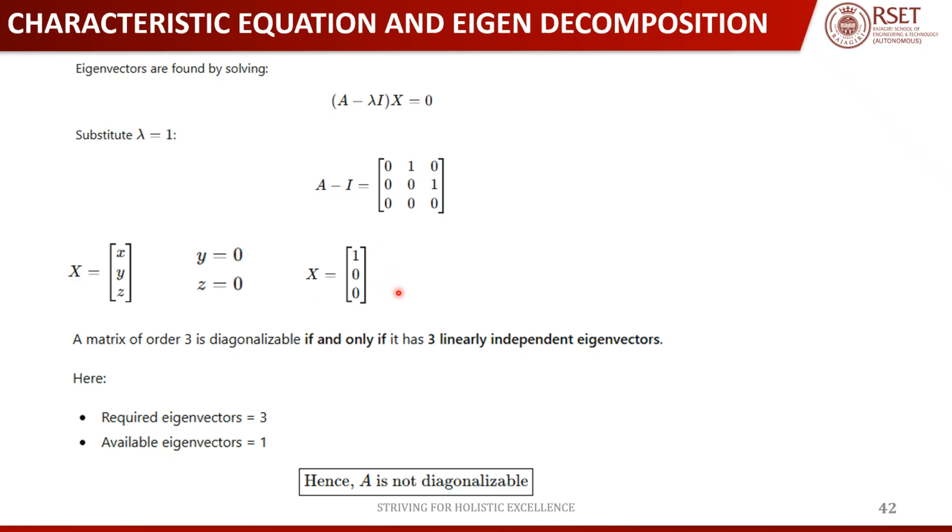What happens here is you are able to find only one linearly independent eigenvector, but the order of this matrix was 3 by 3. So the required number of eigenvectors was 3, but the only available eigenvector is 1, which implies A is not diagonalizable. You can practice these two problems.